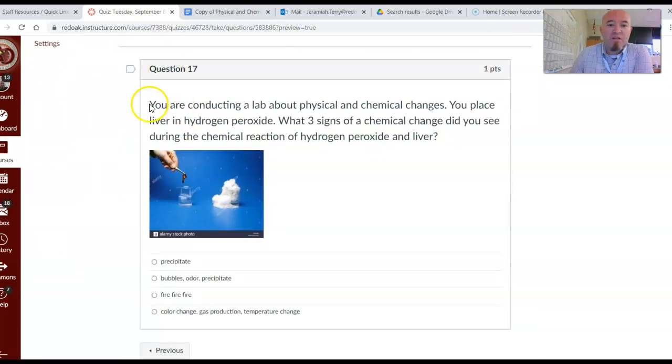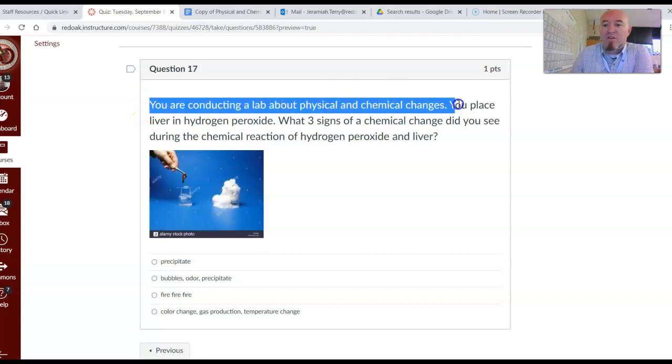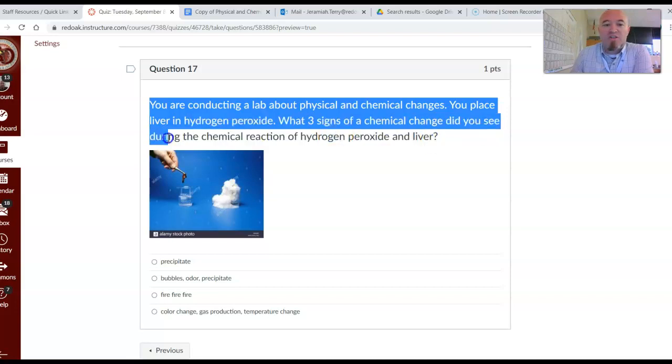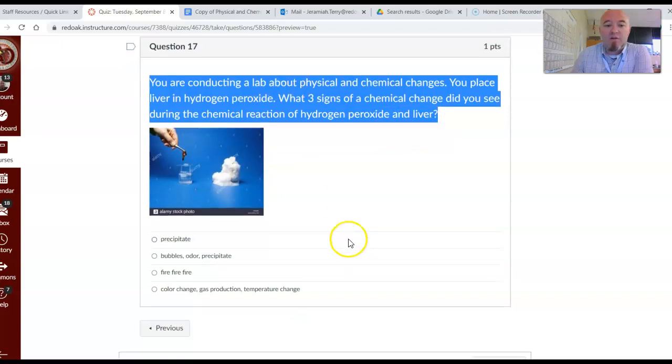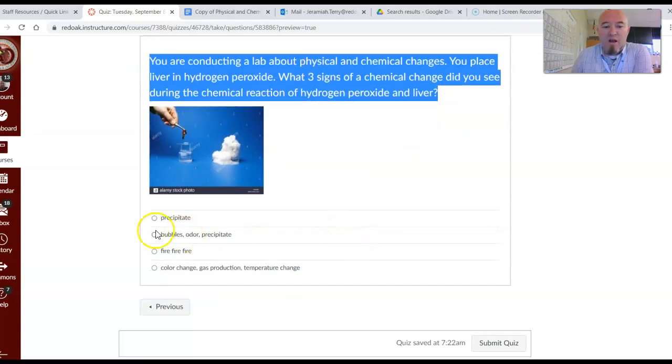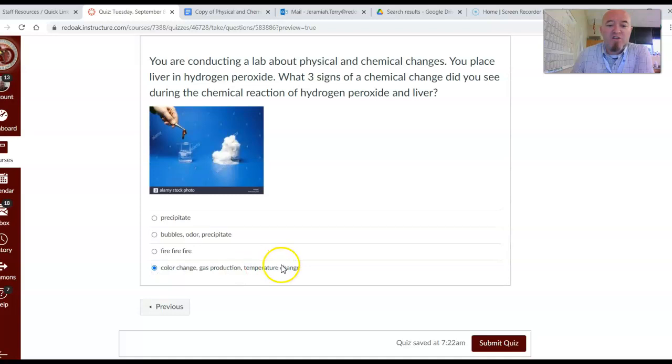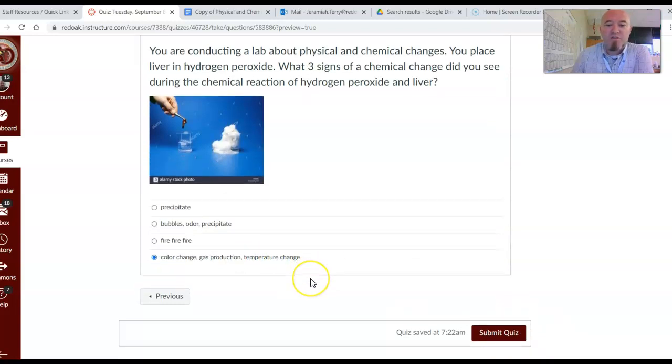Question 17. You're conducting a lab about physical and chemical changes. You place liver and hydrogen peroxide. What three signs of chemical change did you see during the chemical reaction of hydrogen peroxide and liver? So think back to the liver lab. Did you see a precipitate, which means a solid formed? Did you see bubbles, odor, and a precipitate? Did you see fire, fire, fire? Or did you see a color change, gas production, and a temperature change?